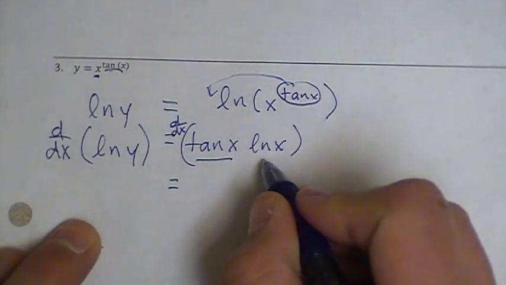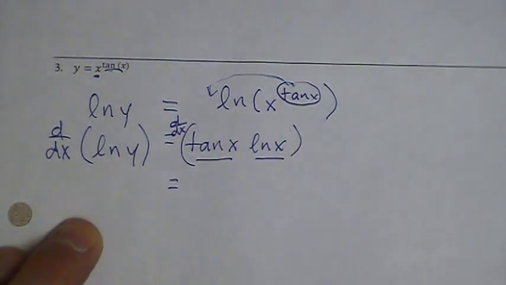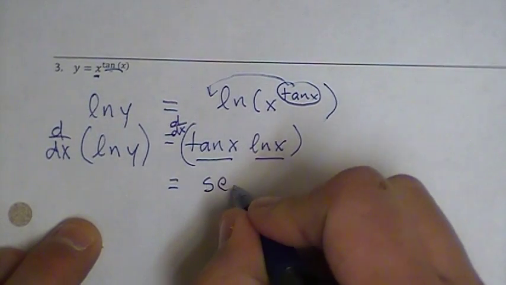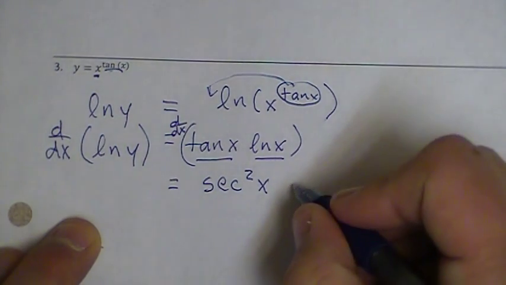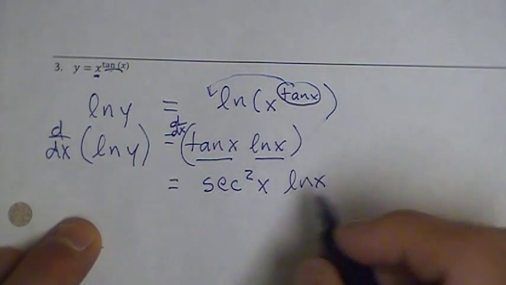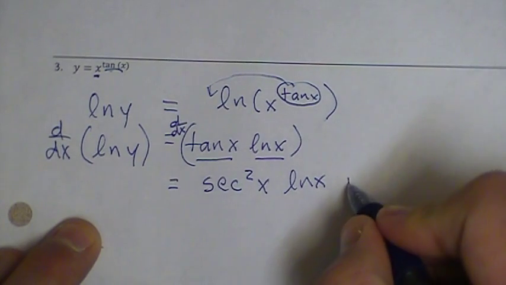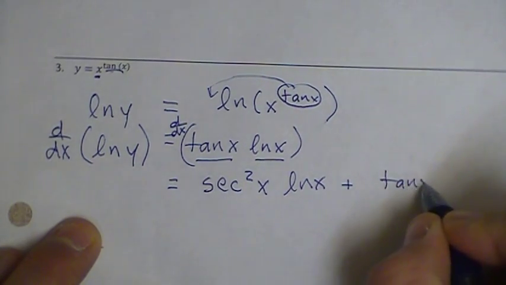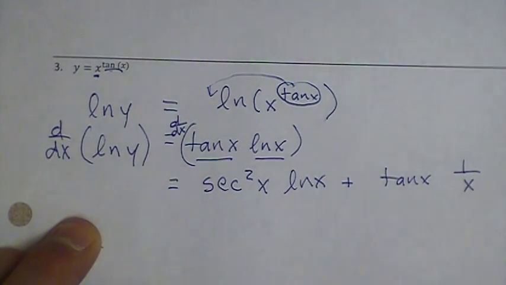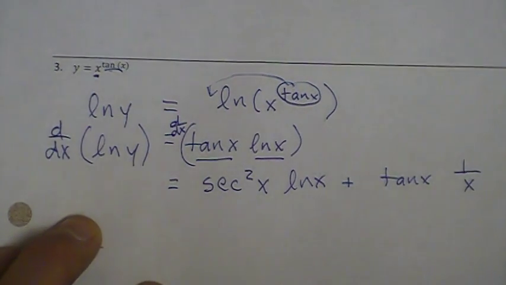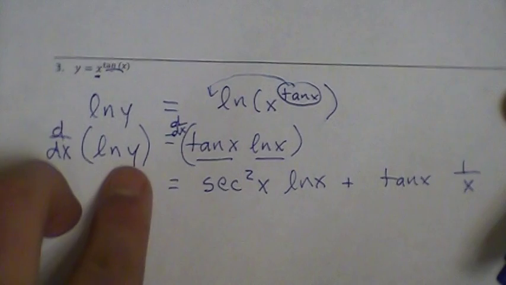I have a function of x times a function of x. So I'm going to have to use the product rule. Product rule says derivative of the first function of x, derivative of tangent of x, is secant squared of x, times the original second function of x. So there's derivative of the first, original second, plus original first, which would be tangent of x, and then the derivative of natural log of x would just be 1 over x. So there's the derivative on the right hand side. Derivative on the left hand side.